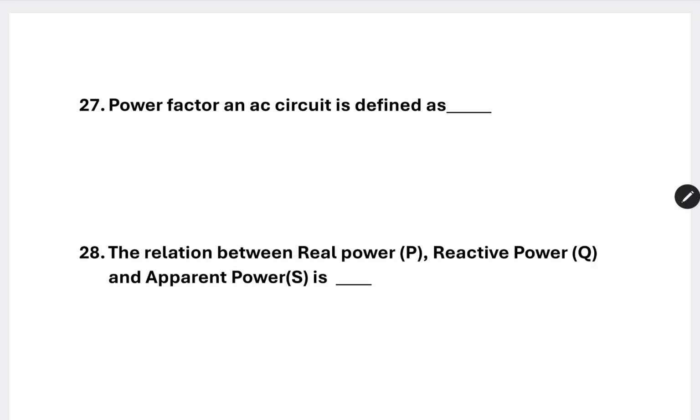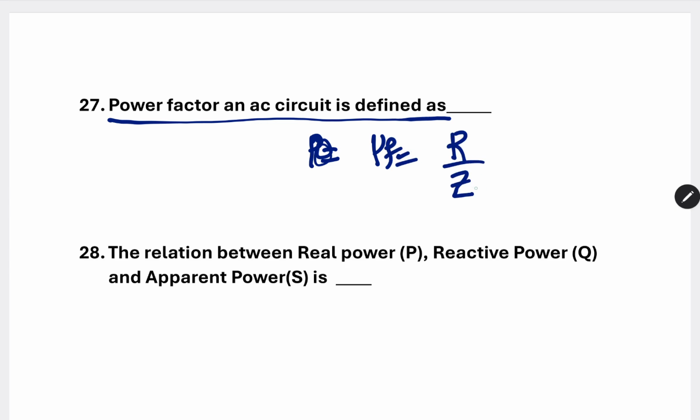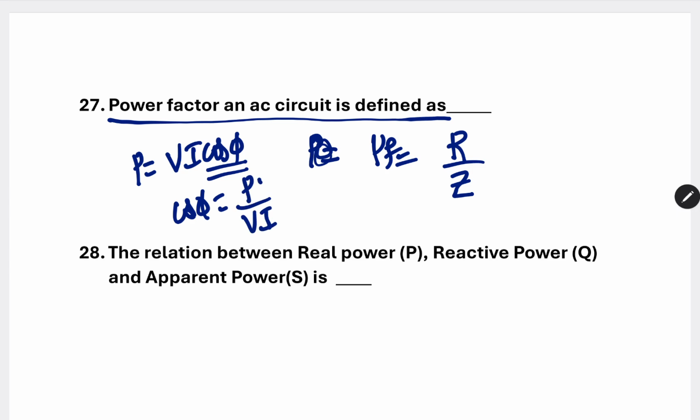So next, about the power factor. The power factor of an AC circuit is defined as dash. If you want to define power factor in terms of R, L, C, Z, power factor is equal to R by Z. Z is the impedance of the circuit. R is the resistance of the circuit. If you want to define the power factor in terms of power, P is equal to VI cos phi. Cos phi is the power factor. Cos phi is equal to P divided by VI. P is the active power or true power. VI is the apparent power. So power factor is the ratio of active power to apparent power, or the ratio of resistance to the impedance of the circuit.